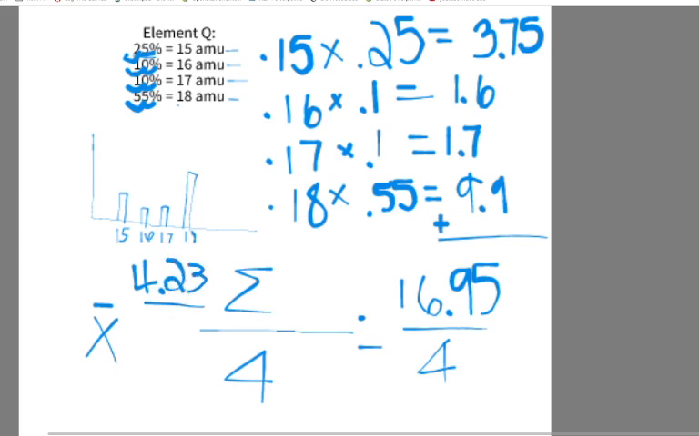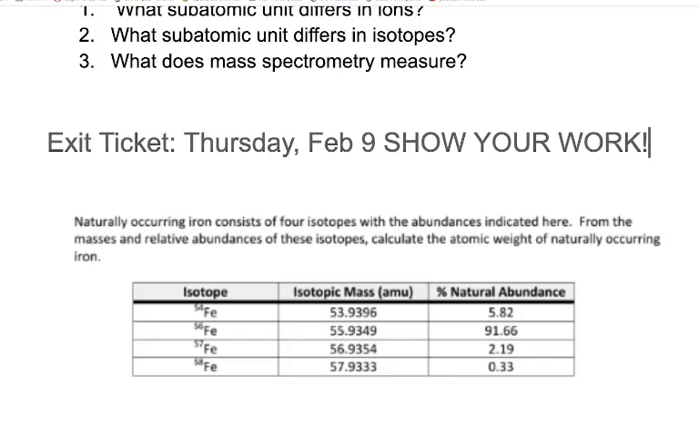All right, that concludes the practice problems for the day. I'm going to pause the screen and then pull up the exit ticket for you guys to complete your bell work and exit tickets for the day. And here's your exit ticket. I'm going to wait about 10 seconds because you might want to write down the isotopes and the natural abundance so that you can show your work for this problem.